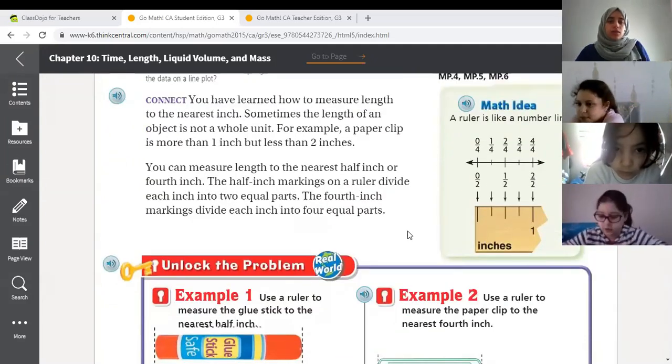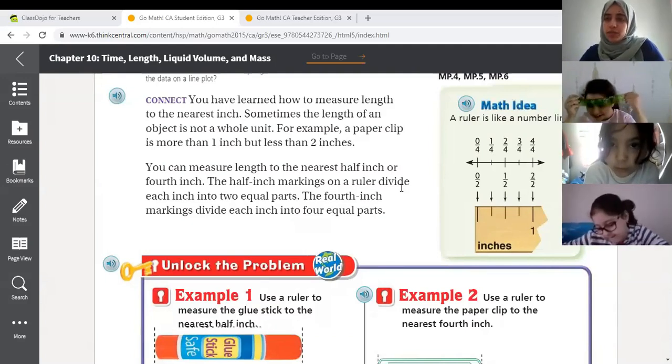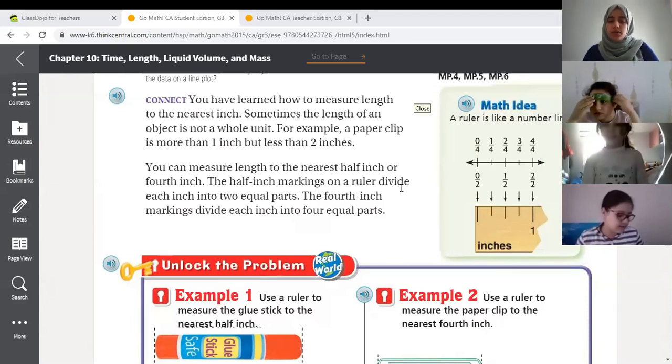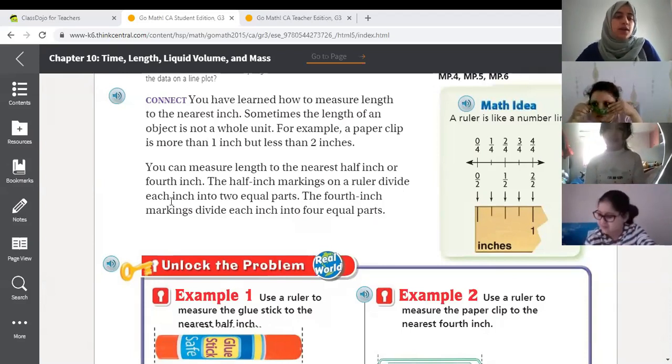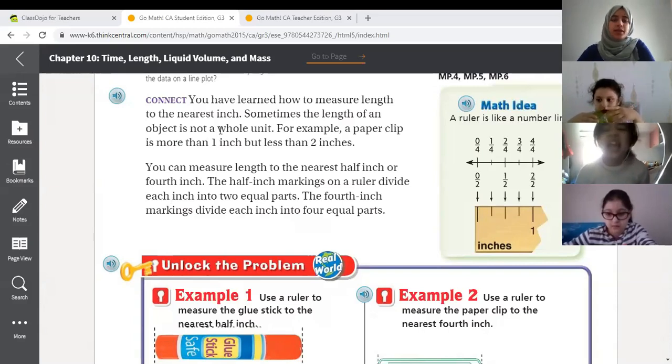So here we're going to learn how 1 inch is different from half an inch and how long 2 inches is. And we are going to learn how we can estimate between these different lengths.